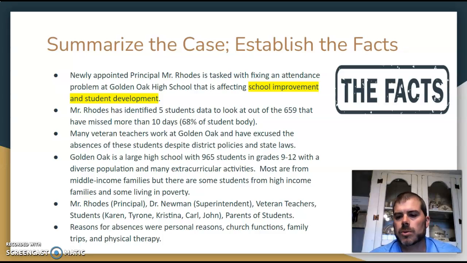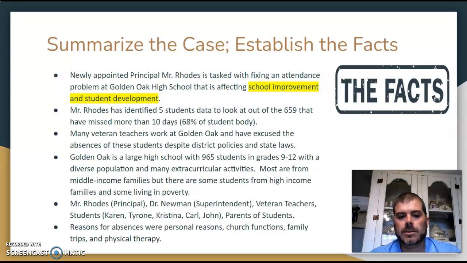Golden Oak is a large high school with 965 students in grades 9 through 12 with a diverse population and many sports and extracurricular activities. Most students are from middle-income families, but there are some students from high-income families, and then there is a portion of them living in poverty.